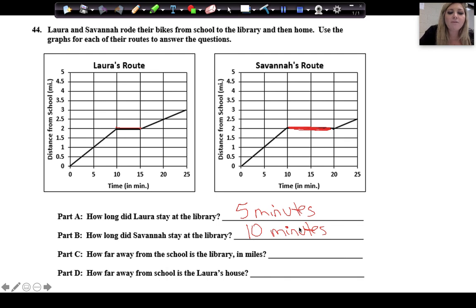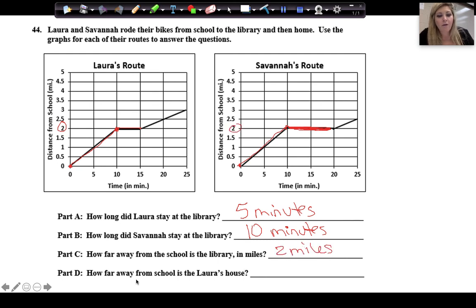How far away from the school is the library in miles? The distance from the school, in miles. So here's the school, and here's the library. It is 2 miles from the school to the library. Same thing here. This is the school, this is the library, so it is 2 miles.